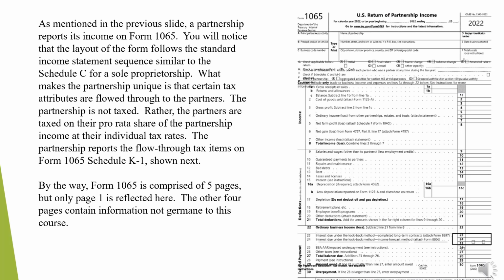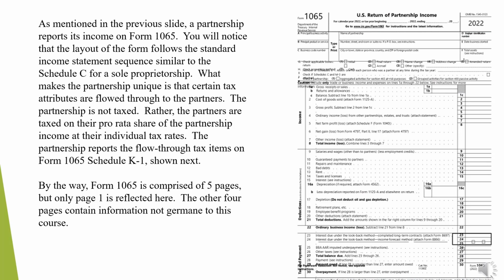If you are a partner in a partnership, the partnership itself reports its income on Form 1065. It doesn't file a 1040. Rather, it reports their income on this form, and then it will share with each of the partners a Schedule K-1 for their pro rata share of the partnership income. What's different about the partnership, what makes it unique, is that certain tax attributes are flowed through to the partners. The partnership itself is not taxed. Rather, the partners are taxed on their pro rata share of the partnership income at their individual tax rates.